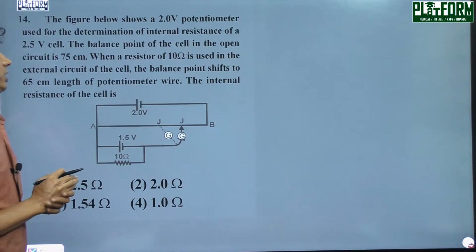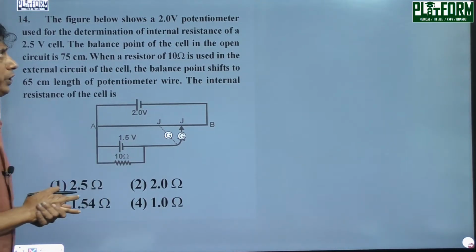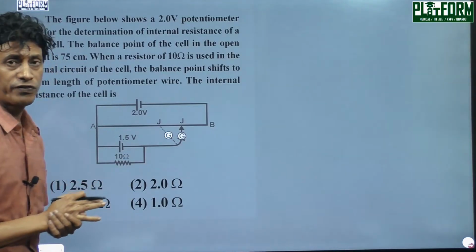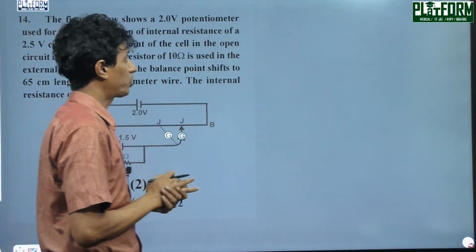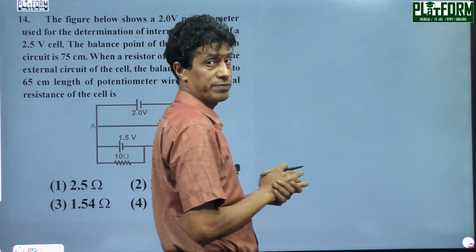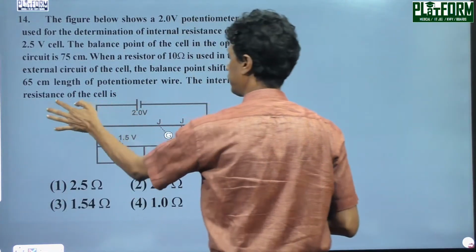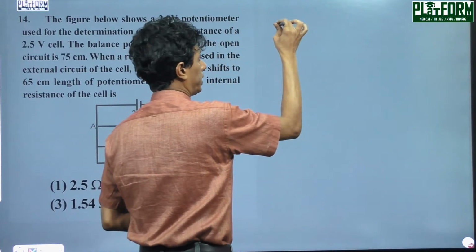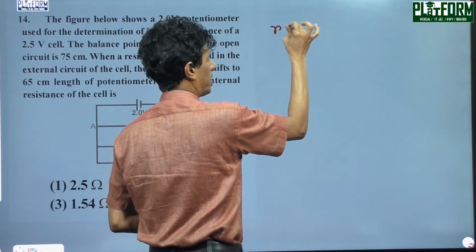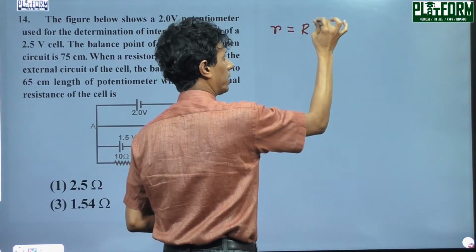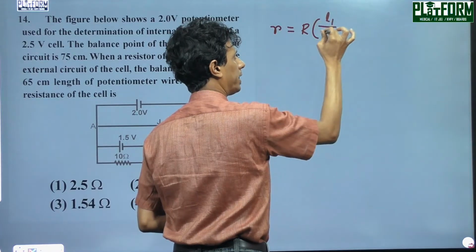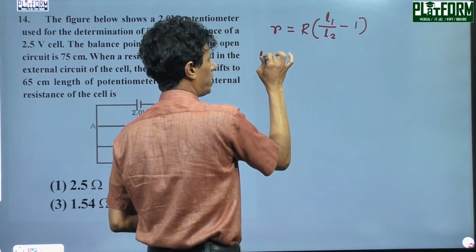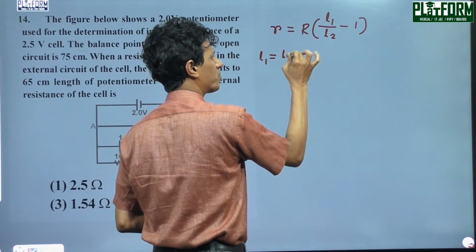Next problem. The figure below shows a 2.0 volt potentiometer used for the determination of internal resistance of 2.5 volt cell. The balance point of the cell in the open circuit is 75 centimeter. Here we have to find out the internal resistance of the cell. We know internal resistance r equal to capital R into L1 by L2 minus 1. Here L1 is the length of balance point.